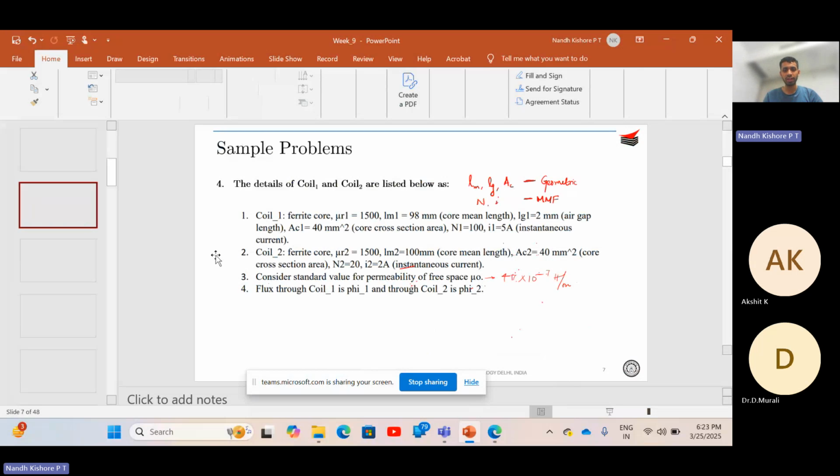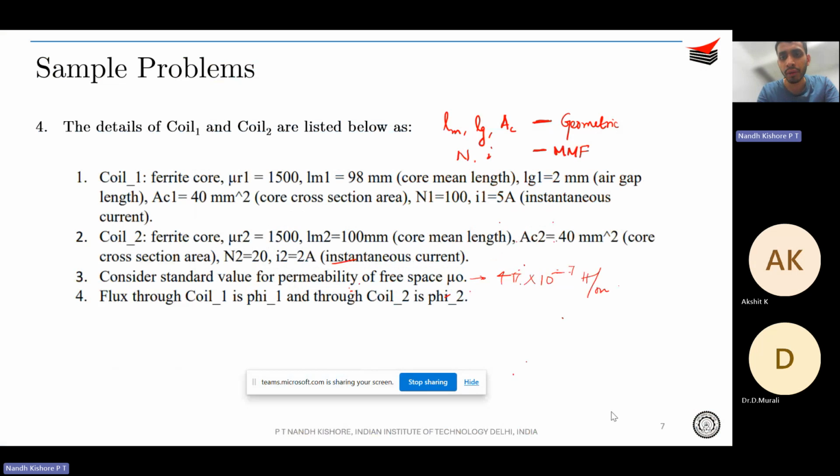Okay, so if I go to full screen, there is some problem. So I'll just try to continue over here. You know what the MMF is and you know what the geometric parameters are. So from the given geometric parameters, you can always find out the permeance. The permeance is denoted something like this. So the permeance is given, or if you're comfortable with reluctance, the reluctance is given.